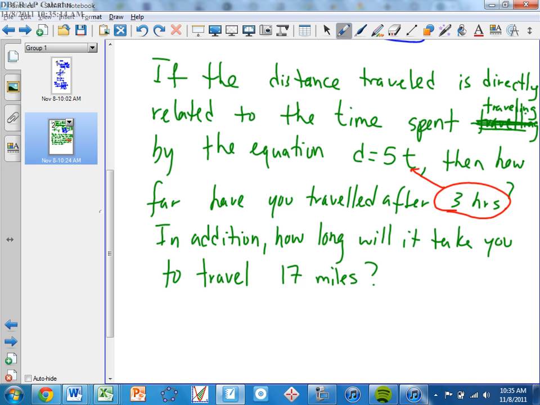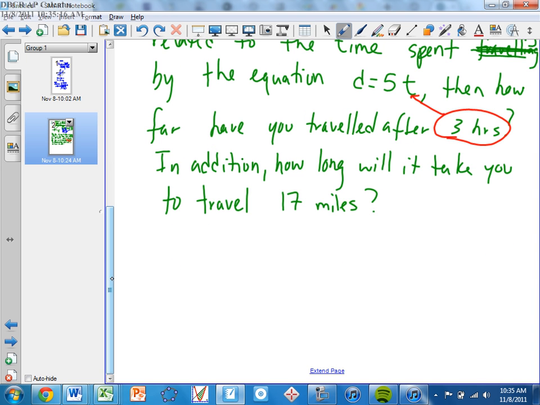Okay. So looking at the first part, if I want the distance traveled after 3 hours, d equals 5 times 3. So how far have you traveled after 3 hours? 15 miles. Good. 15, and we'll use miles here in this case. Very good.